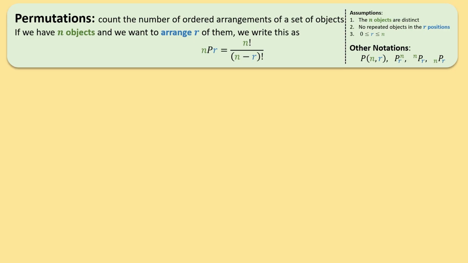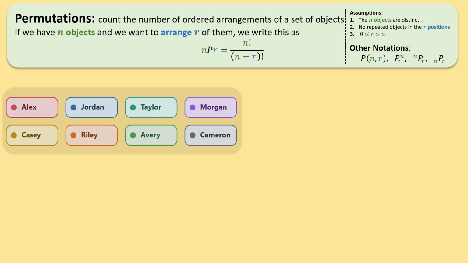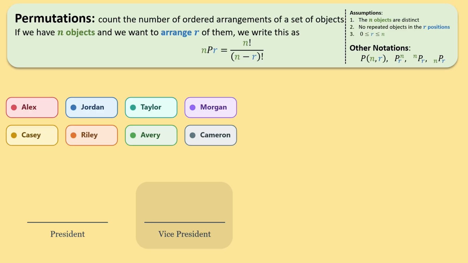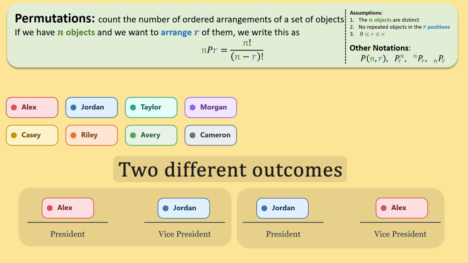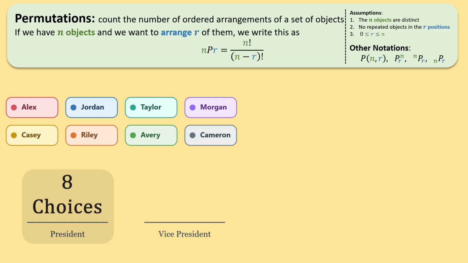Suppose we have 8 students. We want to choose a president and a vice president for a club. If we wanted to count the number of ways that we could have a president and a vice president from our 8 different students, we would be working with permutations again. That is because if Alex was president and Jordan is vice president, that's different than if Jordan is president and Alex is vice president. For president, we have 8 choices.